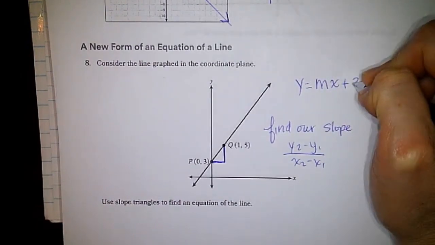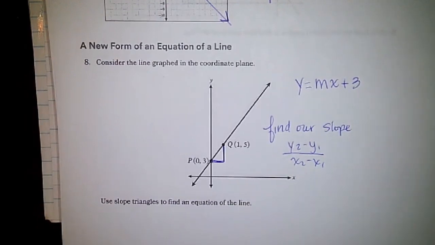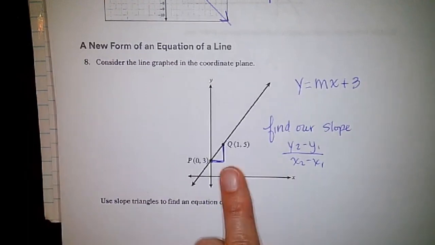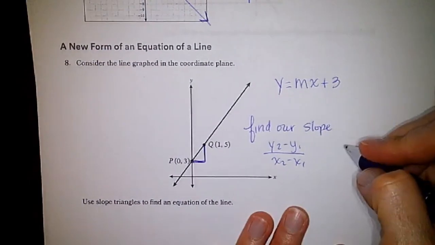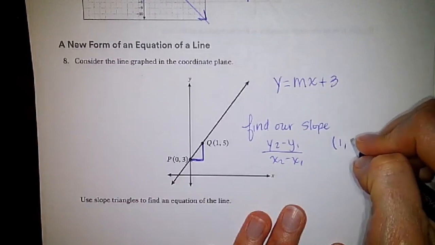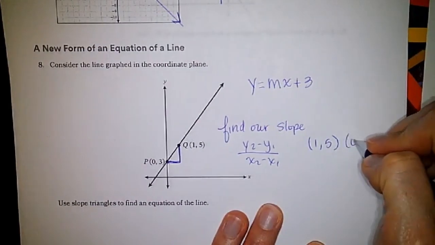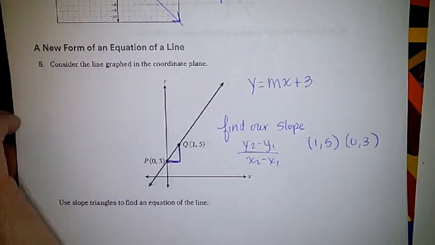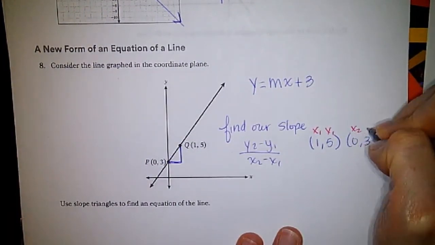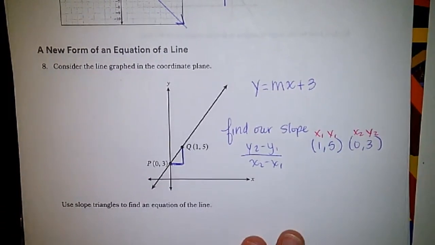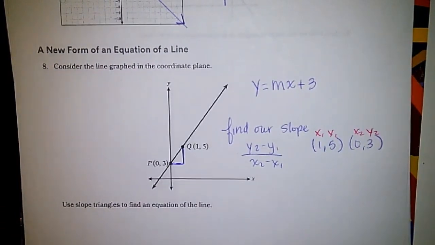Okay, so what I want you to do is find your slope. Go. You're looking for your slope. You're using your 2 coordinates, 1, 5 and 0, 3. Remember what we did yesterday? x1, y1, x2, y2. Is our slope going to be positive or negative? Positive.